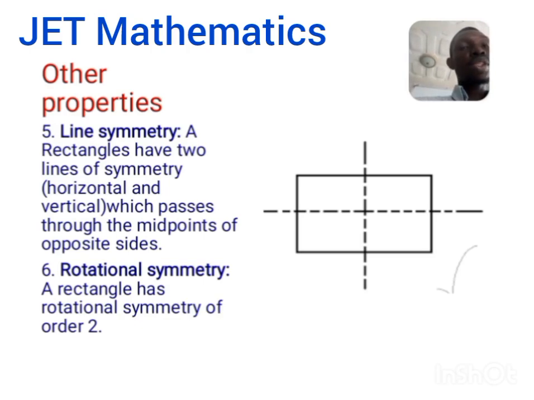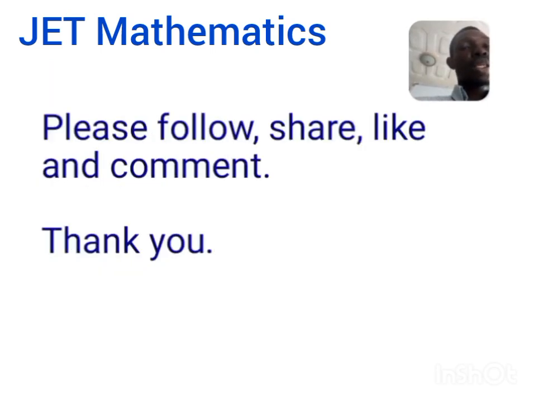Then looking at the rotational symmetry, a rectangle has just two orders of rotational symmetry. If you rotate the rectangle by 180 degrees and by 360 degrees, the rectangle will remain exactly as it is right now. And so it has just two orders of rotational symmetry, at 180 degrees rotation and 360 degrees rotation.